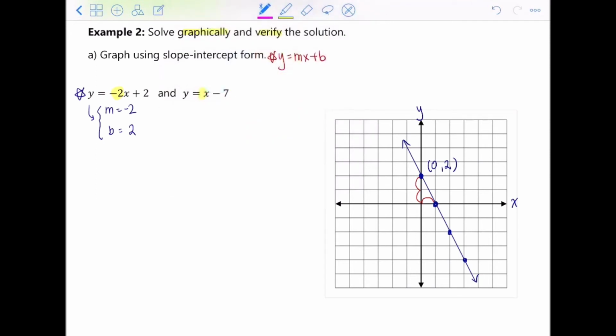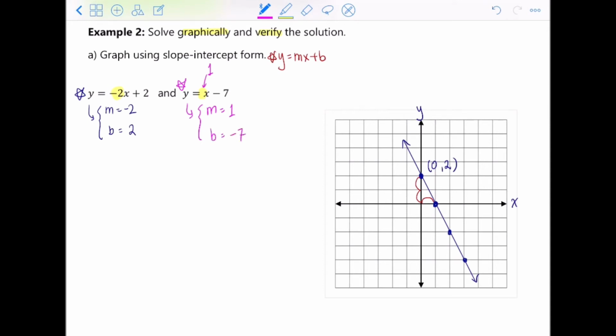I'll use pink for the second line. We're going to do the same thing here. We're going to list the slope. So slope is, because there's a hidden 1 here, we just don't write it. So slope is 1. B, which is the y-intercept, is -7.